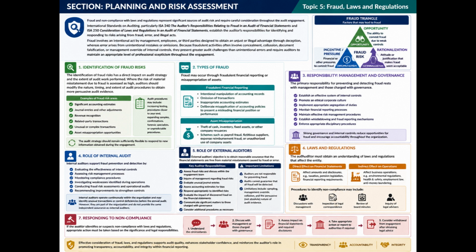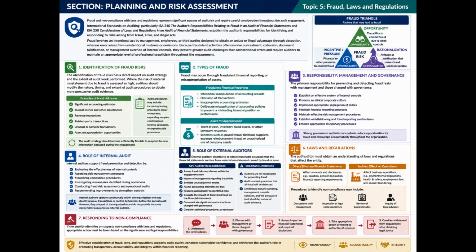Their objective is to obtain reasonable assurance that the financial statements are free from material misstatement caused by fraud or error. Auditors are not responsible for preventing fraud, nor can they guarantee that all fraud will be detected due to the inherent limitations of an audit, including sampling, management override, collusion, and the persuasive nature of audit evidence.